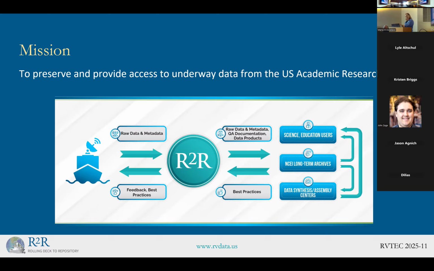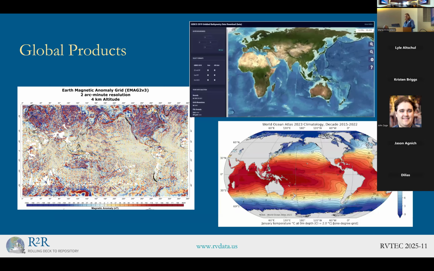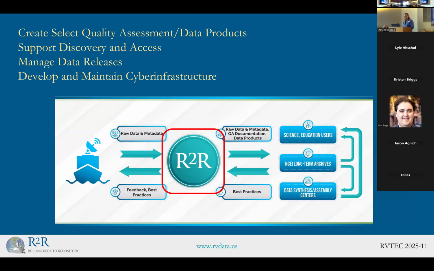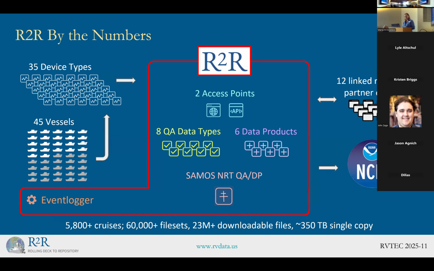We also then hand that off to the NOAA National Centers for Environmental Information for additional discovery and to flow into these global products, these aggregated products that get created from R2R as well as many other data sources. So this again is a summary of what we do in the R2R box. We also need to manage data releases. The chief scientist has up to 2 years that they can hold on to the data in most cases, and we have the cyber infrastructure that does all of this.